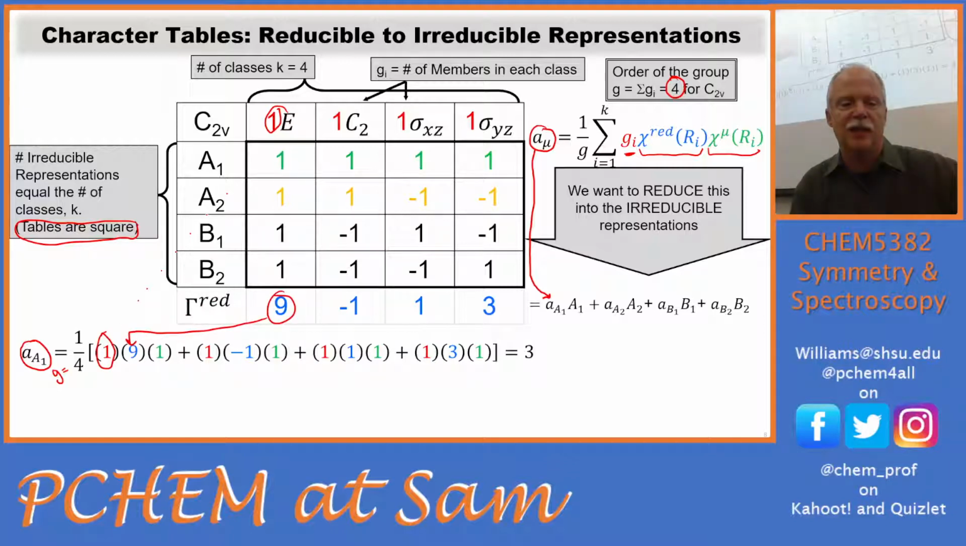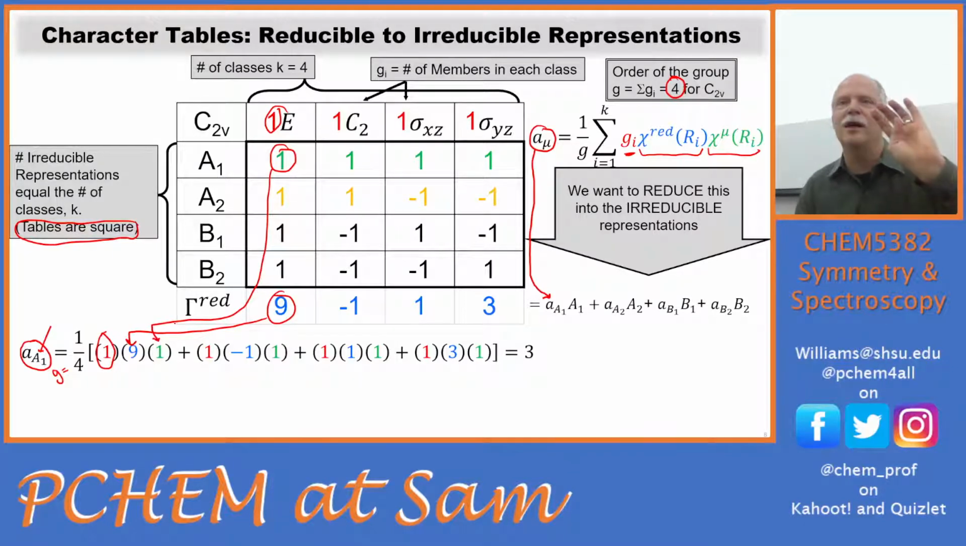And then I have, because I'm dealing with an A1, you see that right there, that A1? I just pull the character from A1. That's all I'm interested in right now. And I put it there. And that's the first term in my sum. Since I have 4 columns, I'm going to have 4 terms in my sum. Then the second one is the C2 character. So this guy right there. The -1 from my reducible representation. And then the row for A1, because I'm working on the A1 row.